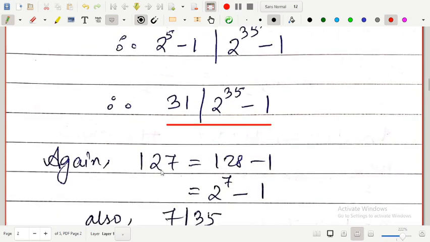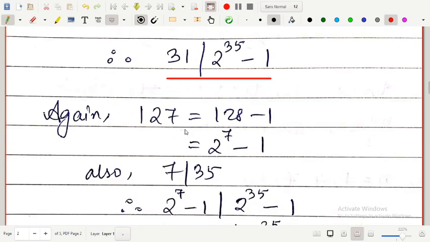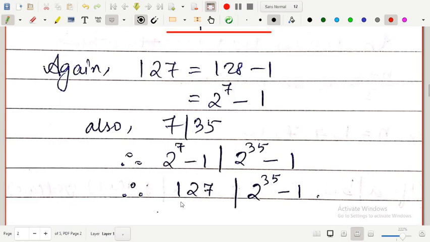Again, 127 can be written as 128 minus 1, and 128 is 2 to the power 7. So 127 is 2 to the power 7 minus 1. Also 7 divides 35. So 2 to the power 7 minus 1 divides 2 to the power 35 minus 1.